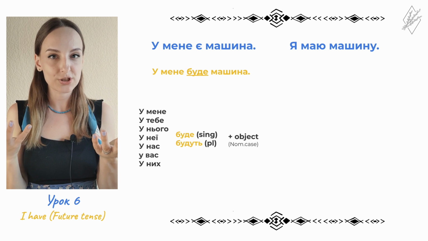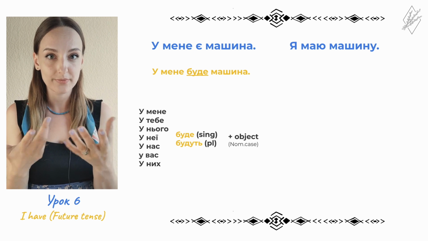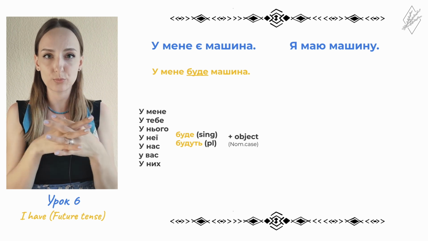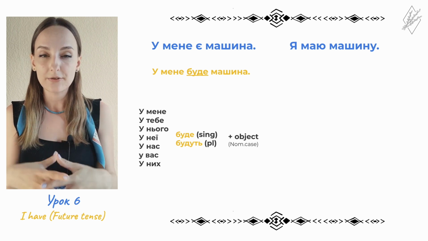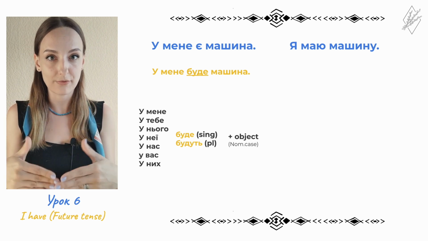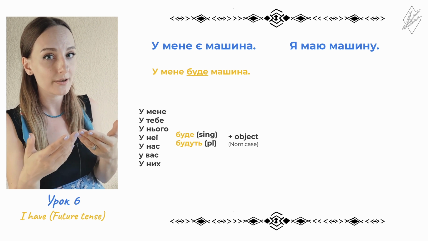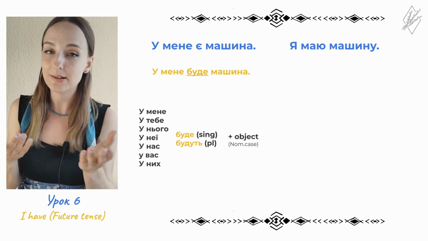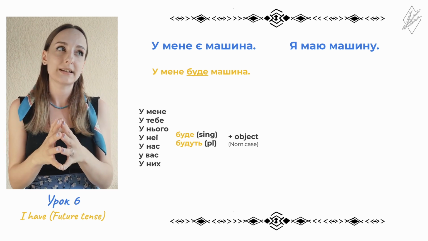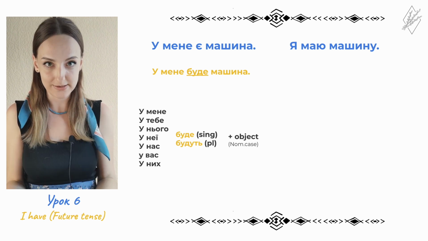But here you already don't care about the gender. You care only about the number. If you will have something singular, then we would say у мене буде урок, у мене буде лекція, у мене буде заняття. If you will have something plural, then you will use будуть, the form будуть. У мене будуть уроки, у мене будуть лекції, у мене будуть заняття. So you don't think about the gender, and this is a good news. And honestly, I recommend you to use actually this structure in the future tense.